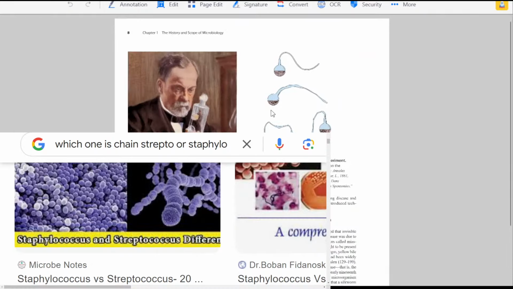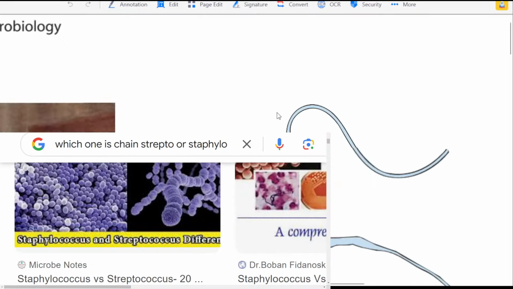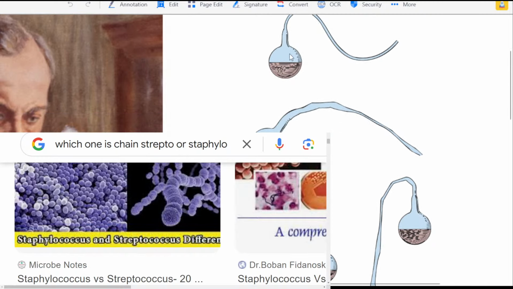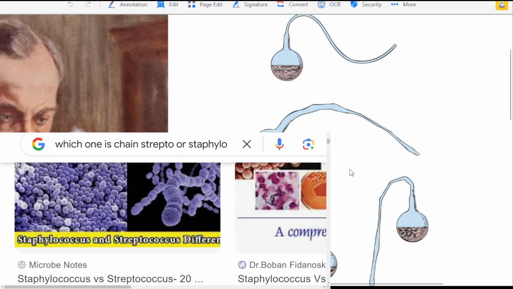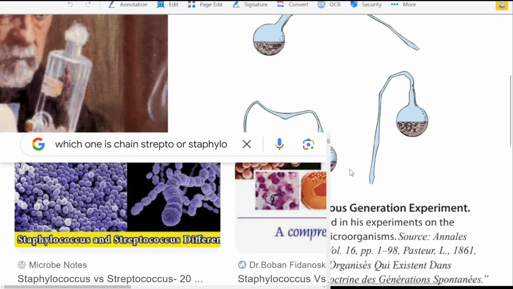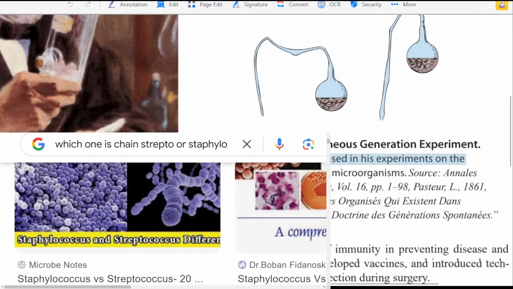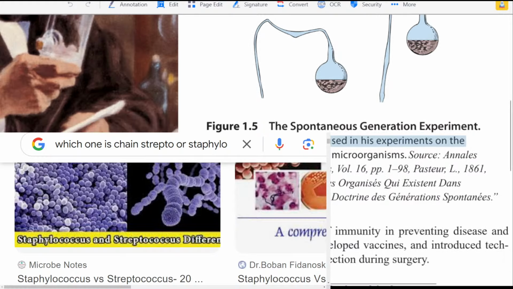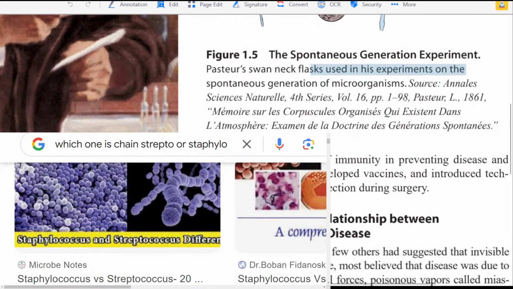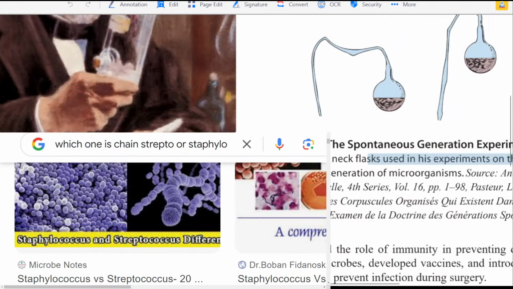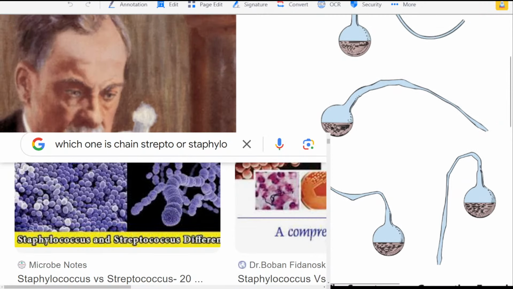Here are the flasks which he used. Wait, let me show you. So this one is curved like this completely. This one is like this. These ones are curved like this. And all of them. Pasteur's swan neck flasks used in this experiment on the spontaneous generation of microorganisms. Source: Annales des Sciences Naturelles. Is this a book? So anyway, these were the flasks. I didn't know they had this much variety in them.